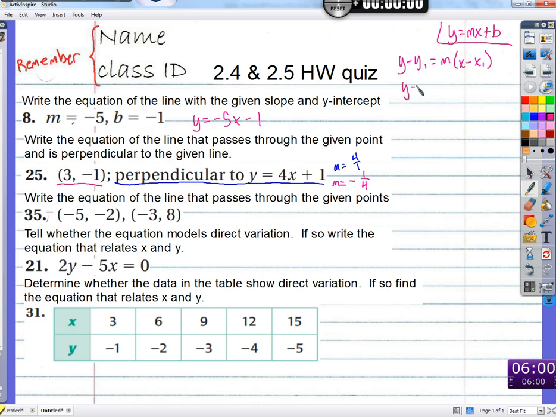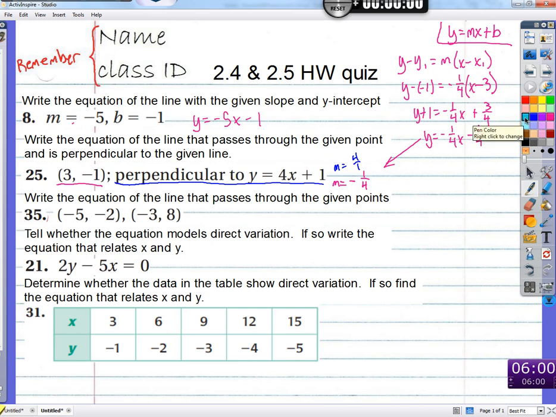So y minus what? -1. Equals m, which we just talked about, is -1/4 times x minus 3. So y plus 1 equals -1/4 x plus 3/4, because I just distributed this negative 1/4. Y equals negative 1/4 x, what? What happened to this 1? Subtracted 1. 3/4 minus 1 is negative 1/4. So, there we go. There's the equation for the line that goes through 3, negative 1, perpendicular to the other line.